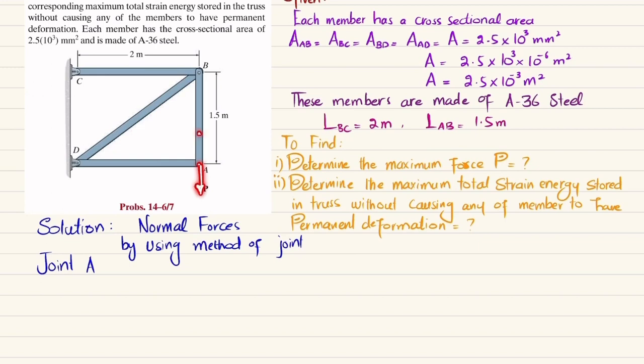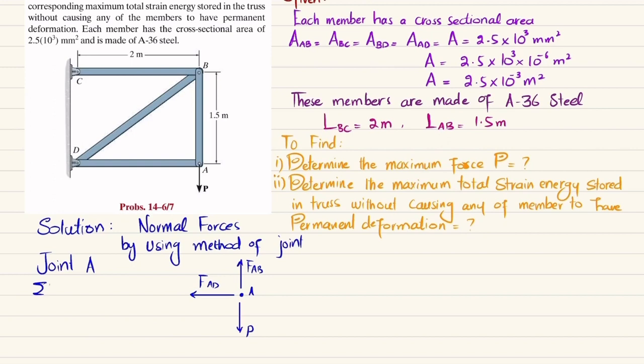Due to this P load, this member will be in tension. As a result, this member will exert a force equal to FAB in this direction, and this member FAD will also be in tension. As a result, FAD will exert a force in this direction on point A. So we'll draw this. This is your point A. This is load P that is acting downward. This is your force FAB which is acting upward. And this is your force FAD which is acting over here.